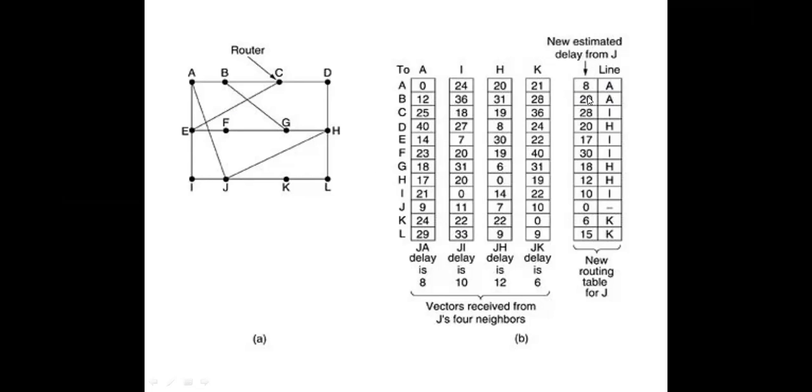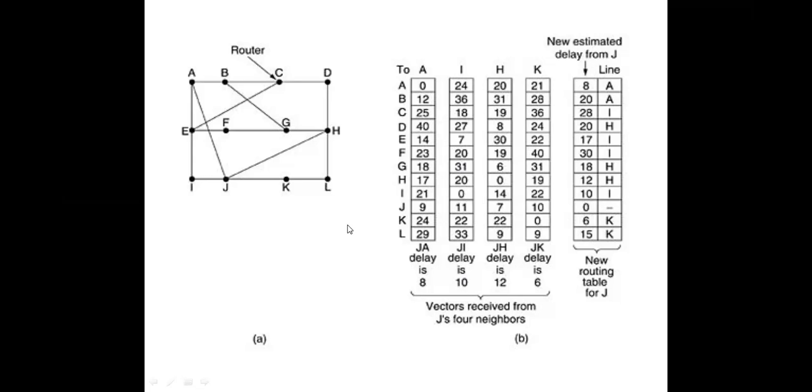Okay, then what about J to C? So again we need to go either from A, or from I, or from K, or from H. Which path do we need to go? J to A is 8 and A to C is 25. 25 plus 8 is 33. Okay. J to I is 10 and then I to C is 18. 18 plus 10 is 28.